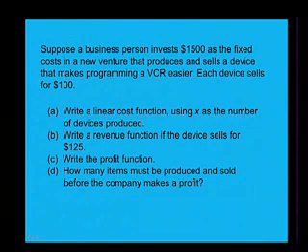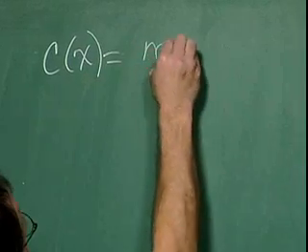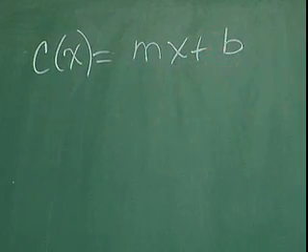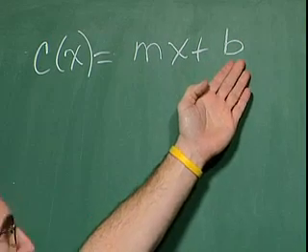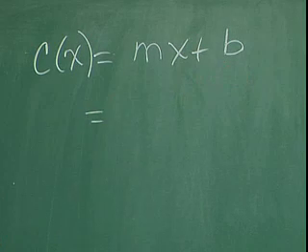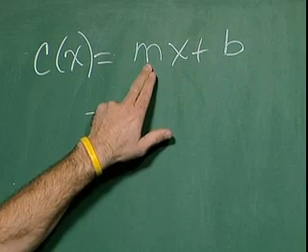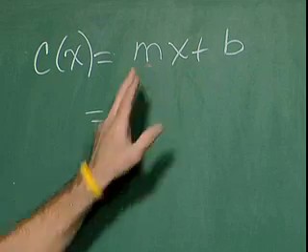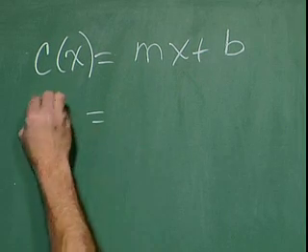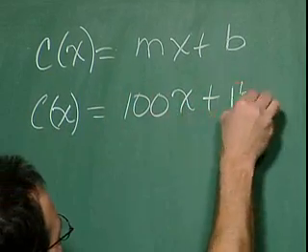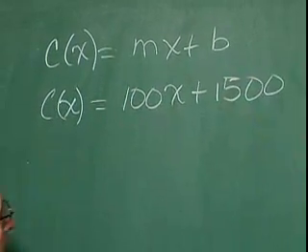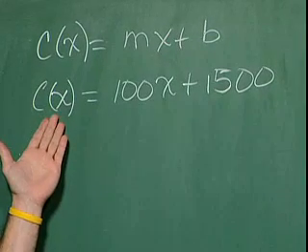We start off with the cost function. Remember, the cost function, c of x, is a linear function, mx plus b. And in our example, we were told that b, the fixed cost, is $1,500, and that the price per item, m, in this case, was 100. So our function would look like this. C of x equals 100x plus 1,500. So that's the cost function.